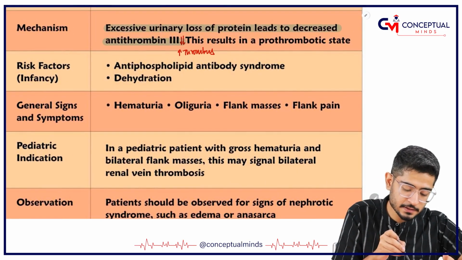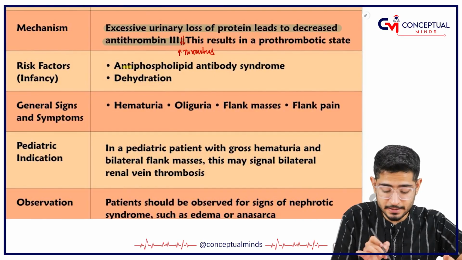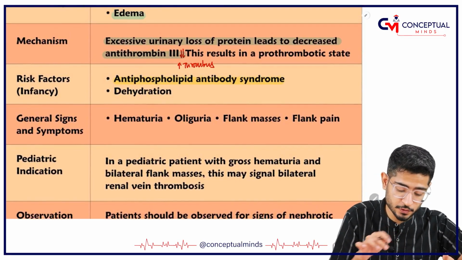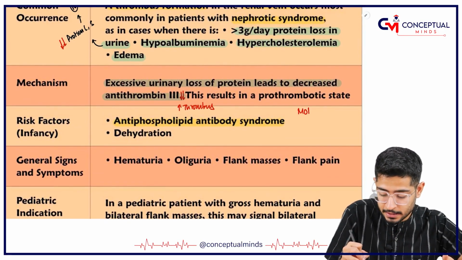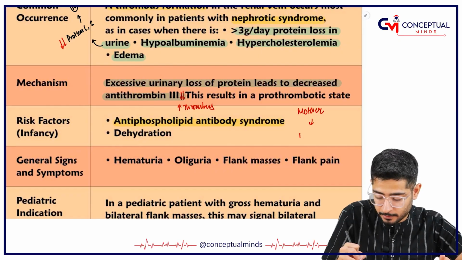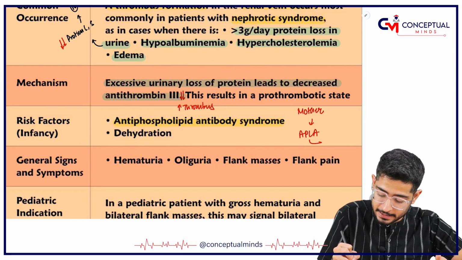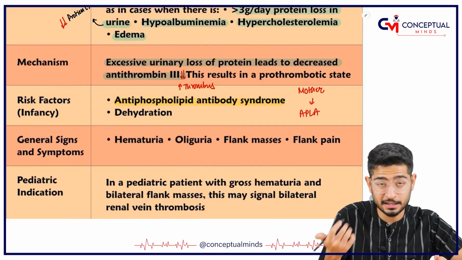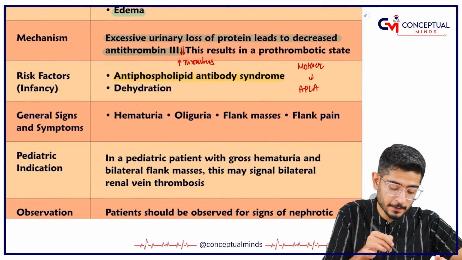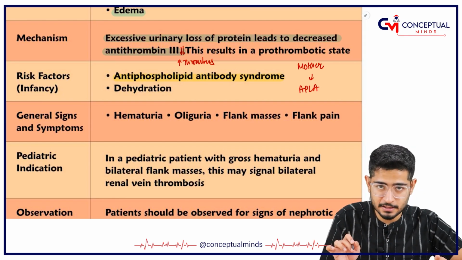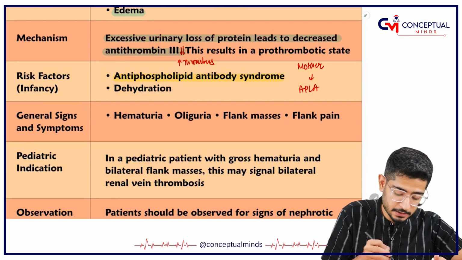What are the risk factors during infancy? During infancy, you have antiphospholipid syndrome. Please understand that if the mother is suffering from antiphospholipid antibody syndrome, then the child is at risk of getting renal vein thrombosis.